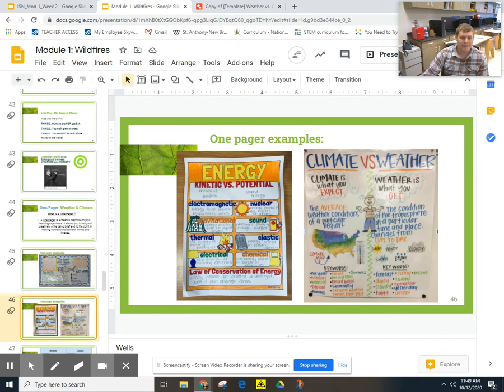You will do the same thing around climate and weather. This is an example of a climate versus weather one-pager. This person said climate is what you expect, weather is what you get. So they have sunny, windy, cloudy, snowy, rainy, and then their keywords at the bottom. Yours will be set up like this to begin with.